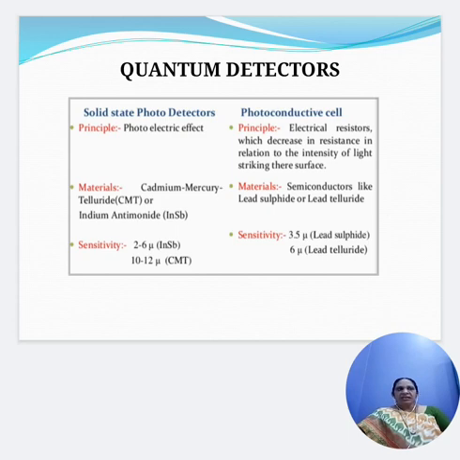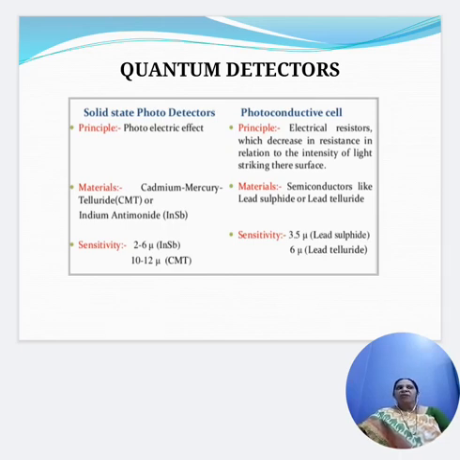Coming to the quantum detectors: solid state detectors and photoconductive cells. Solid state detectors work on the principle of the photoelectric effect, and they are made of materials such as cadmium mercury telluride, CMT, or indium antimonide, InSb. The sensitivity is 2 to 6 microns for indium antimonide, and for cadmium mercury telluride it is 10 to 12 microns.